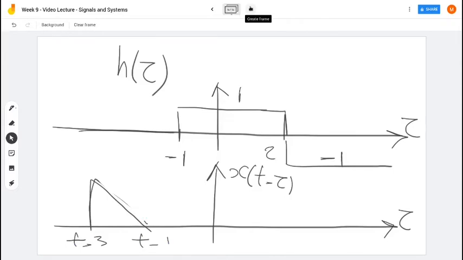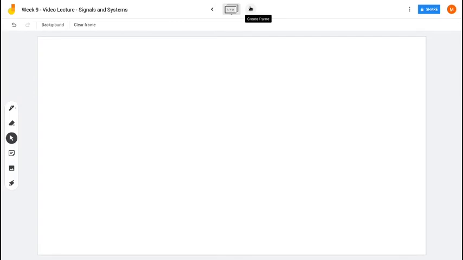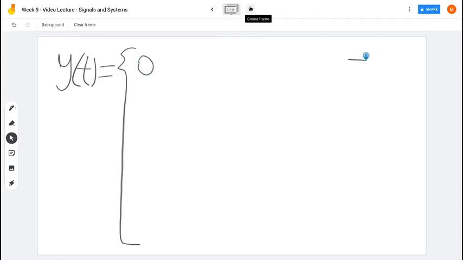if t minus 1 is less than minus 1. In this case, there will be no overlap and the convolution will be 0. So t minus 1 less than minus 1 simply means t less than 0, correct? So the first interval would be like this, y of t equal to 0 if t less than 0.